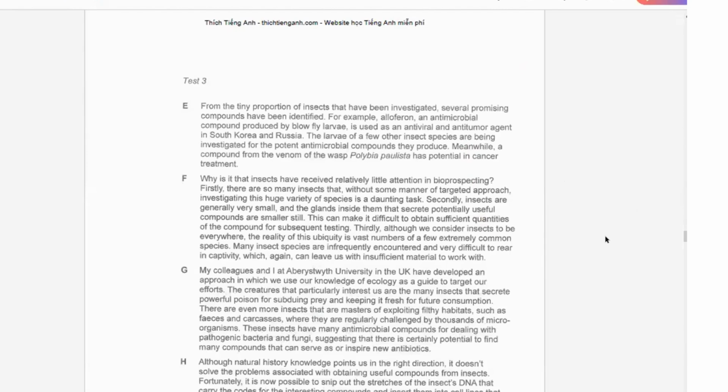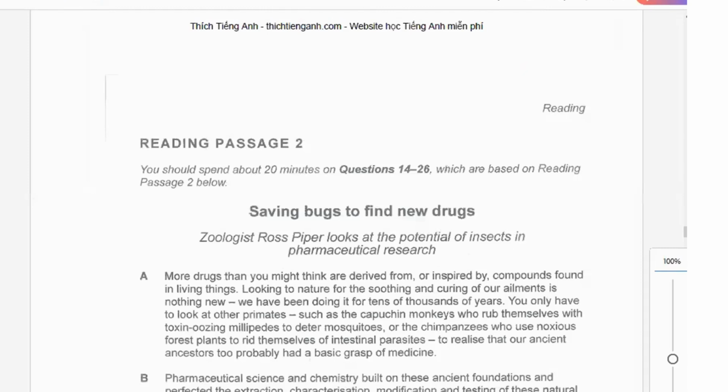So let's move to passage 2. Passage 2 is titled Saving Bugs to Find New Drugs. That is the title of passage 2. All right.